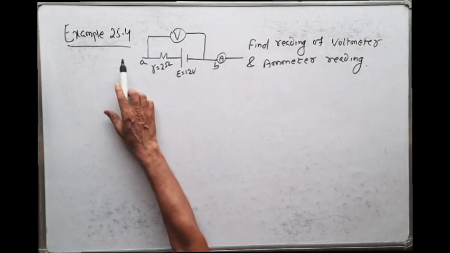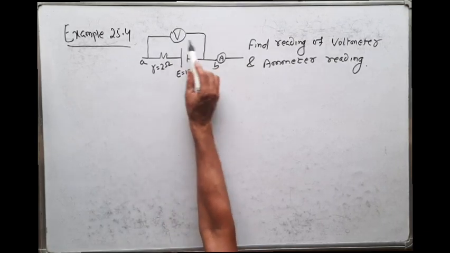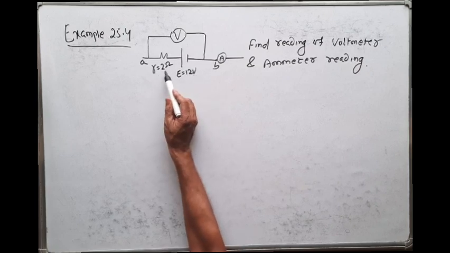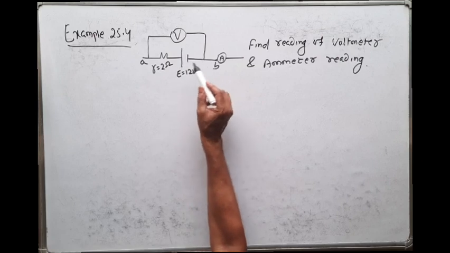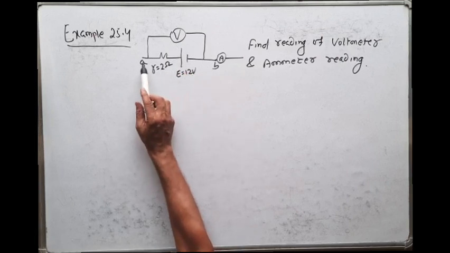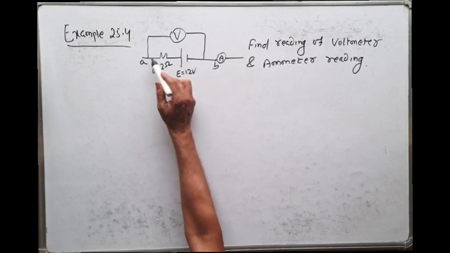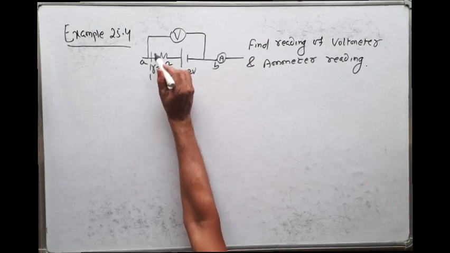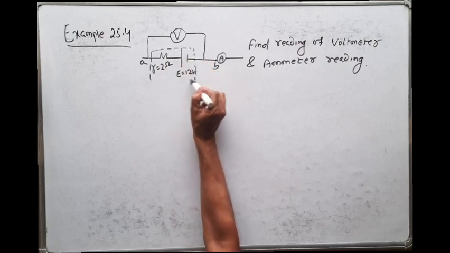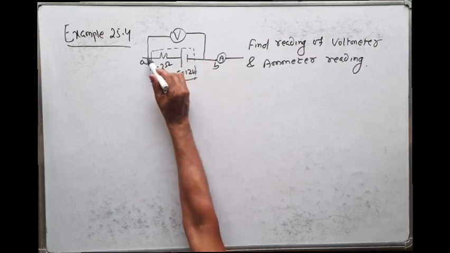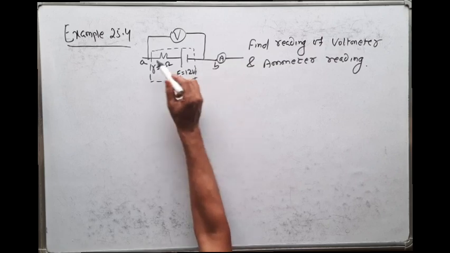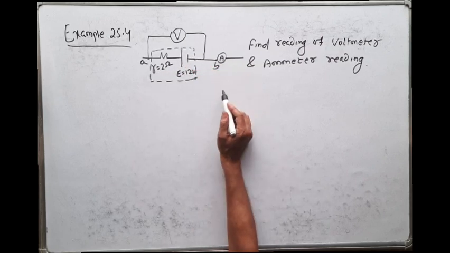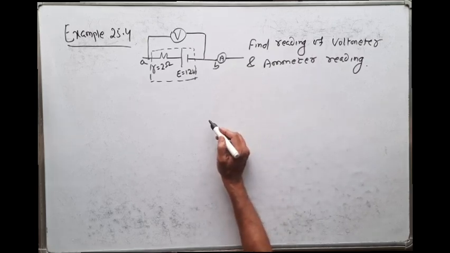So let us solve example 25.4. This is a circuit. This is a battery having EMF 12 volt and internal resistance 2 ohm. And this voltmeter is connected across the two terminals of the battery. So this whole thing is your battery. The battery has two terminals, and across them a voltmeter is connected, and here an ammeter is connected. So what is the reading of the voltmeter and ammeter?